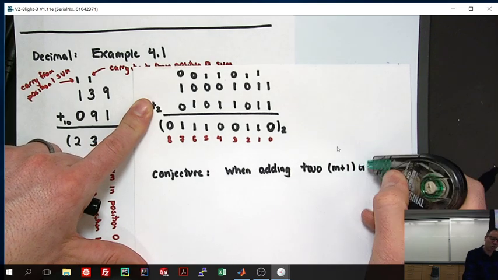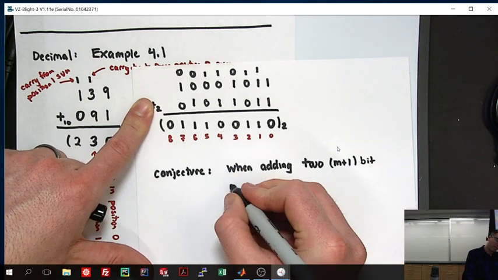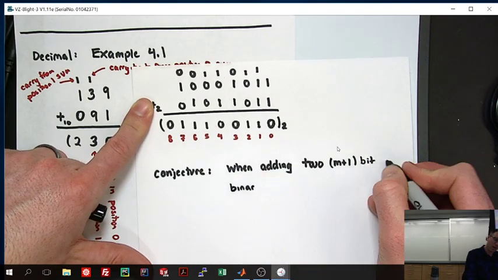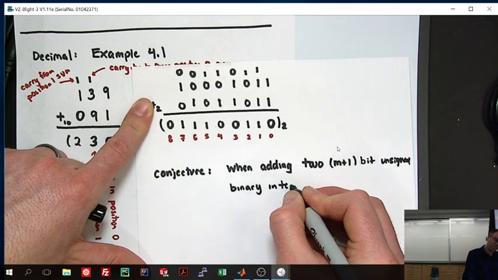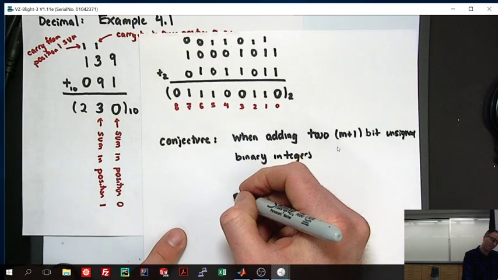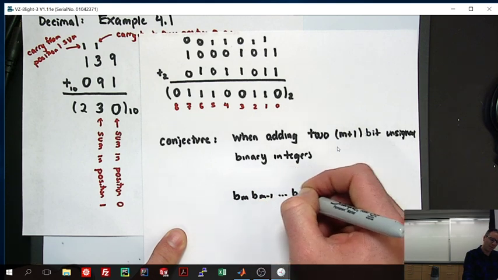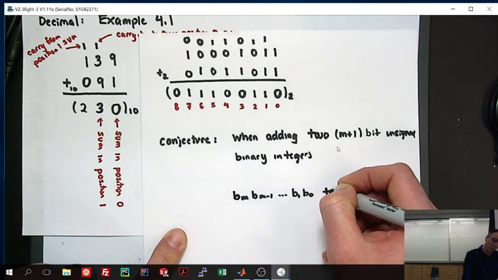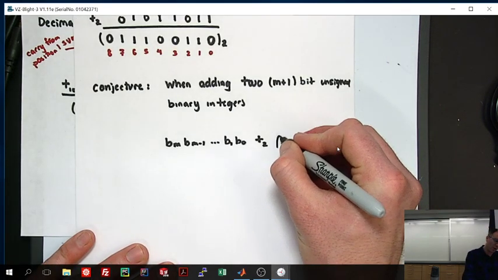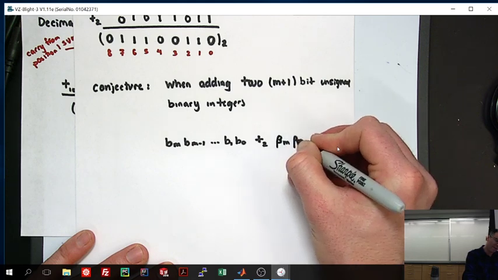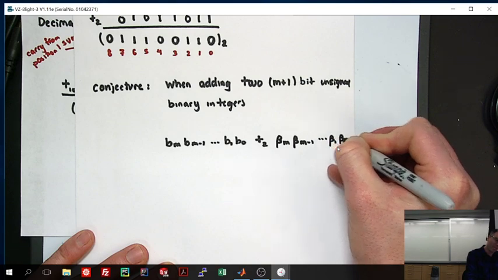So if I add two m plus 1 bit unsigned binary integers, let's call them bm, bm minus 1, down to b1, b0. We'll do binary addition on those things. And we'll call this one, I don't know, beta m minus 1, all the way down to beta 1, beta 0.